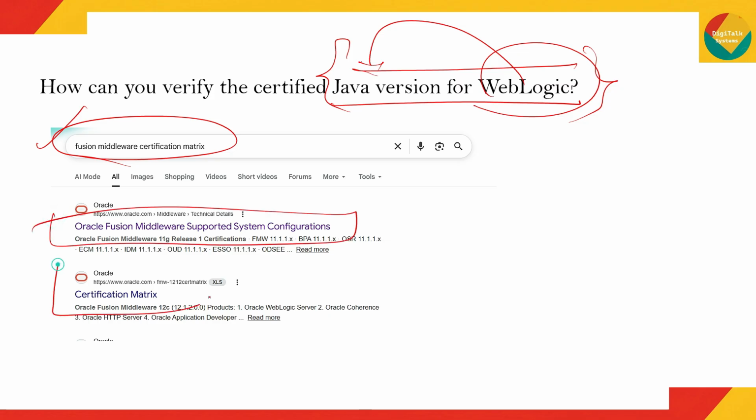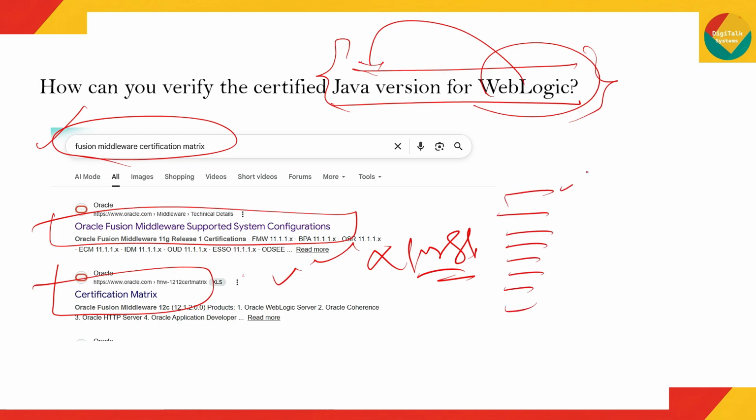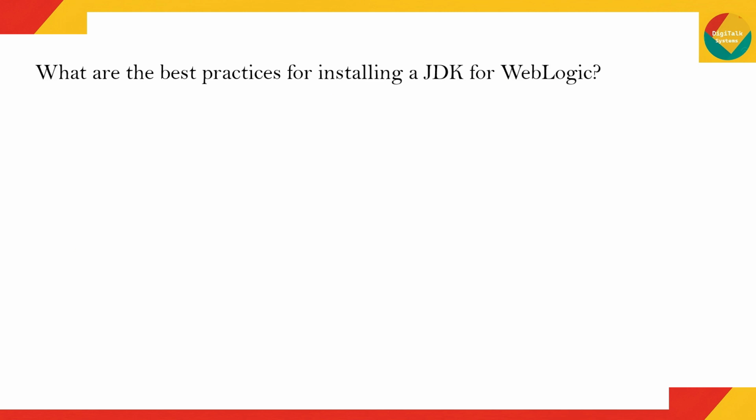Okay, you will land up on the initial pages. You can download this Excel sheet. Here you will see the corresponding WebLogic versions and the corresponding certified Java. What is the certified Java version for that? By this way you can check the certified version of Java for the WebLogic server.